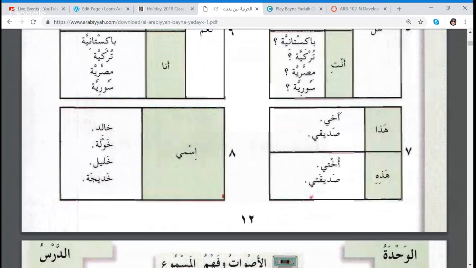Hadihi Ukhti. This is my sister. Hadihi Sadiqati. This is my friend, a female this time. Very good. Okay. Box number eight. Ismi Khalid.